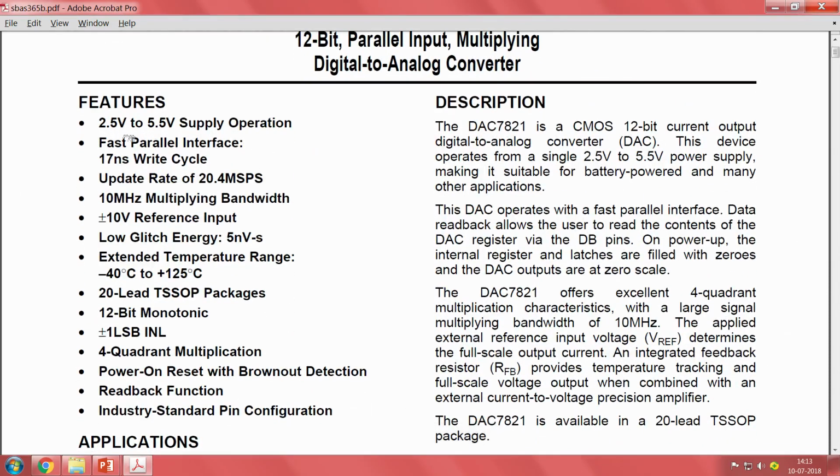So, the features. This is the supply operation. You should always make sure it can operate only from 2.5 volt to 5.5 volt. You should never give a supply more than that. Let us say you apply 20 volt or something, and the IC will go bad. Then fast parallel interface, 17 nanosecond write cycle.